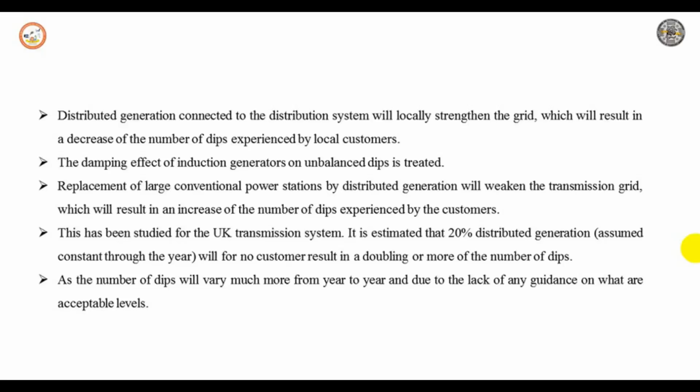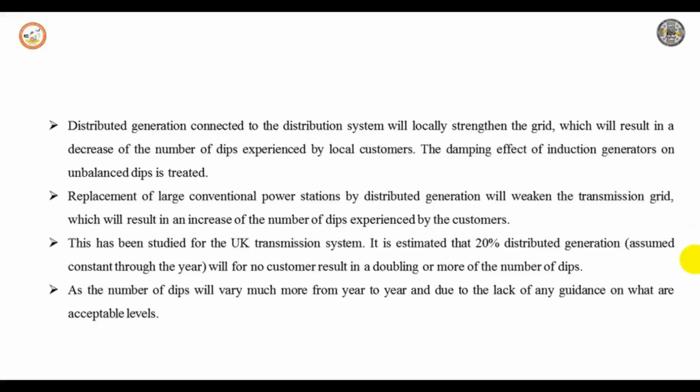As the number of dips varies so much from year to year, and due to the lack of any guidance on what the acceptable levels are, this is seen as a moderate increase nowadays. Also, a large penetration of distributed generation will require reinforcement of the power system in the form of new cables or overhead lines.